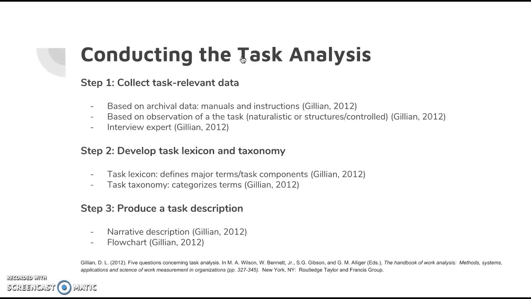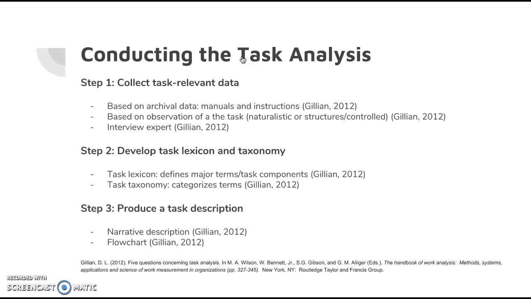After the data has been collected, terms or elements need to be categorized through lexicon and/or task taxonomy. The task lexicon lists and defines all of the major terms or task components that may be used to describe the task. The definition should be precise and operational. Task taxonomy is a way to categorize or group terms that are semantically similar in complexity, or occur at a similar part of the task. The level of analysis will have an effect on how specific the description of the task will be.